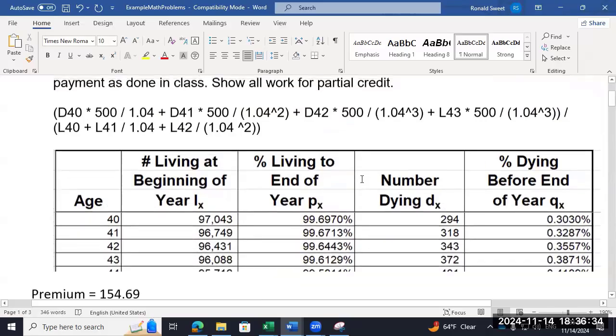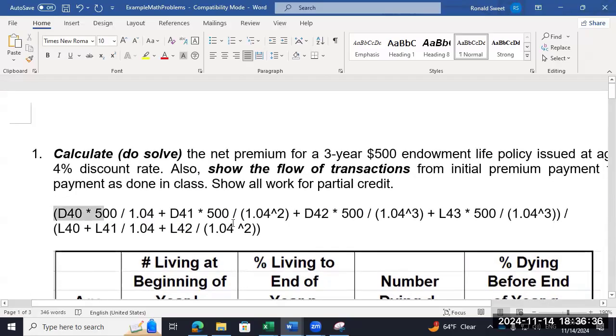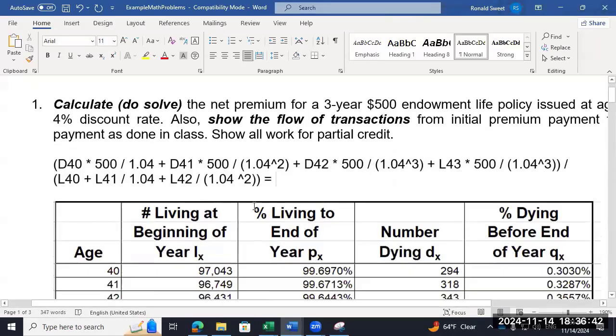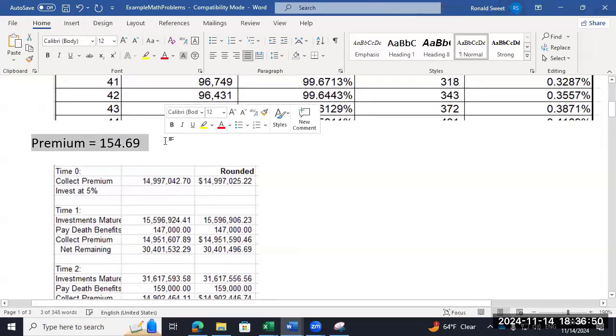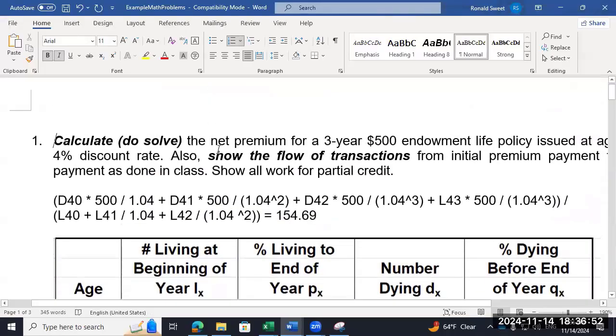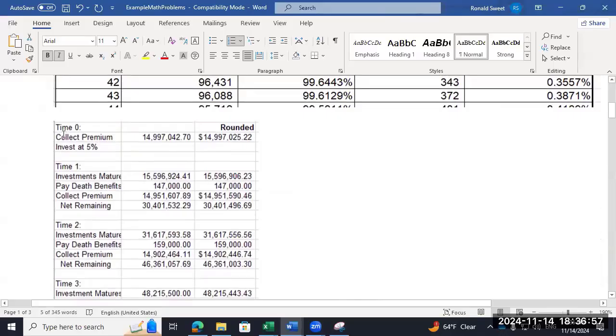All right, so here's the formula that goes with the problem. So it says calculate, solve, and so that's going to equal 154.69 or somewhere around there, depends on how you round. And then the second part of the question says, show the flow of transactions. So at time 0, what happens? You collect that premium from the L40s, L40 times 154. That's all you do at time 0.